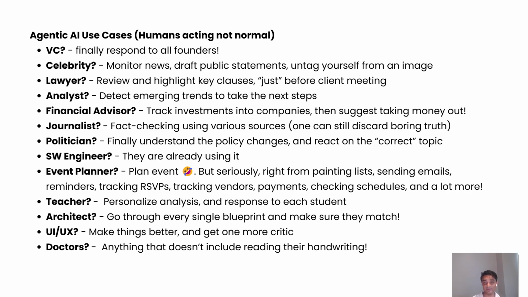Analysts, they can detect emerging trends and make sure they follow those trends, so those trends are not trends anymore. We have financial advisor, they can track investment into companies and then suggest their advisee that these companies were wrong. Then journalists, they can fact check, decide not to use them. Politicians finally understand what policy changes were about and still not comment about them. We have software engineers, they're actually already using it. If you're using Cursor and other tools, then you're actually heavily using these agents.